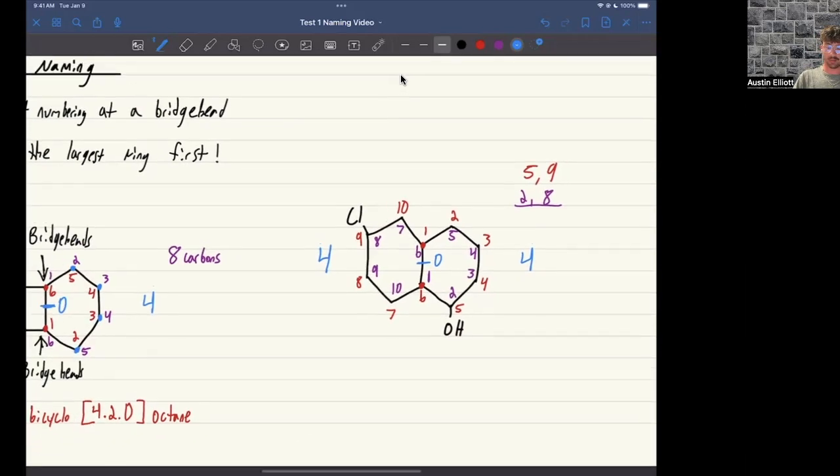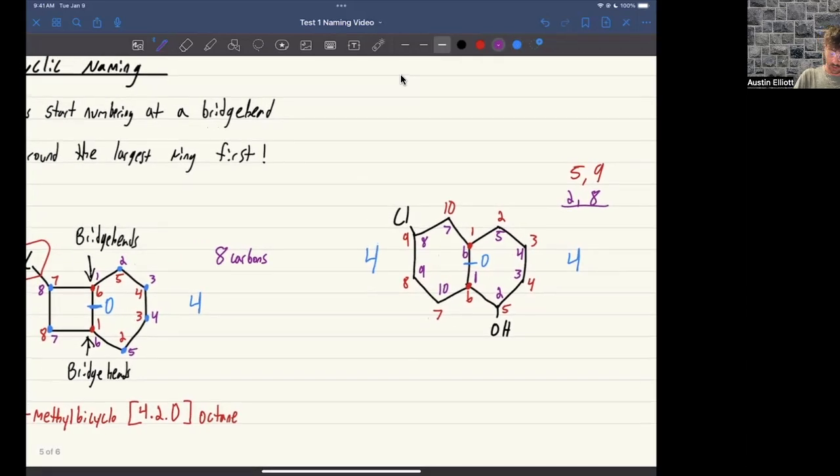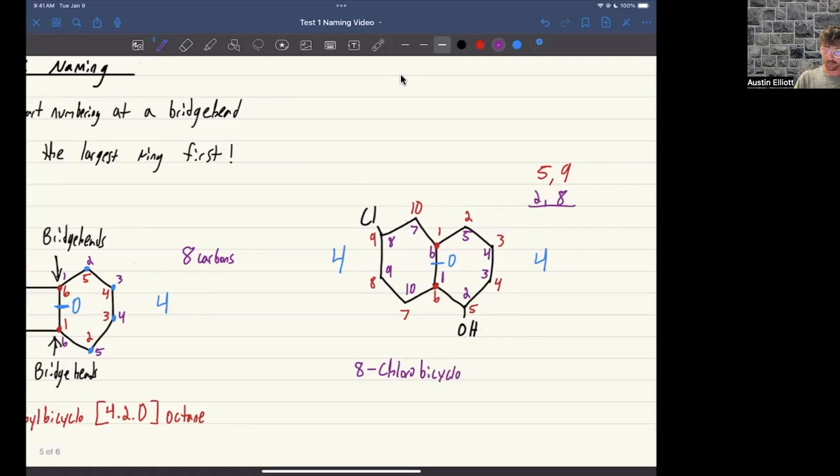So we're going to start naming now. So this one's going to be, and look at our first group, so we have 8-fluoro. We're going to add bicyclo. And once again, we add our brackets in. This time is going to be 4, period, 4, and then 0 once again. And we're going to close our brackets.